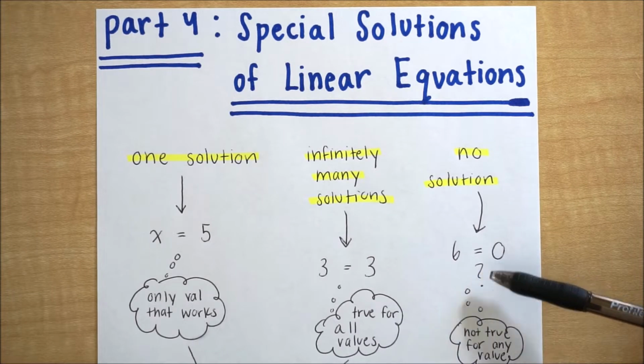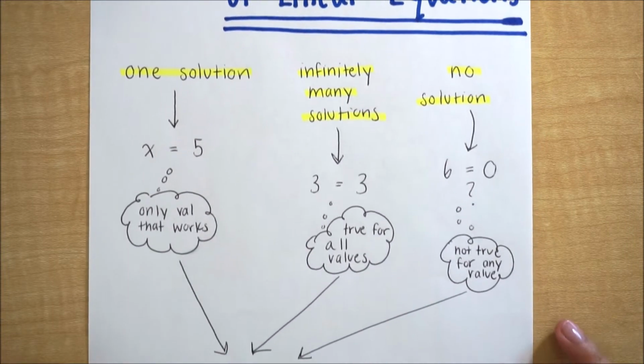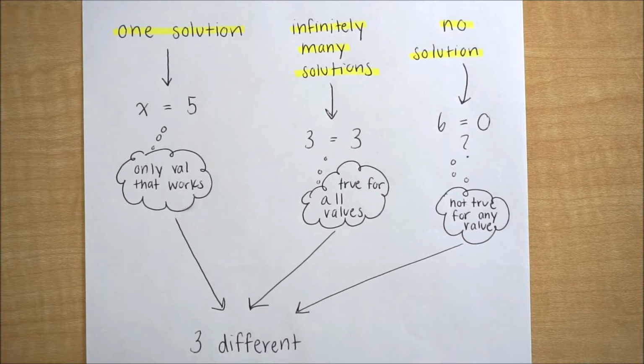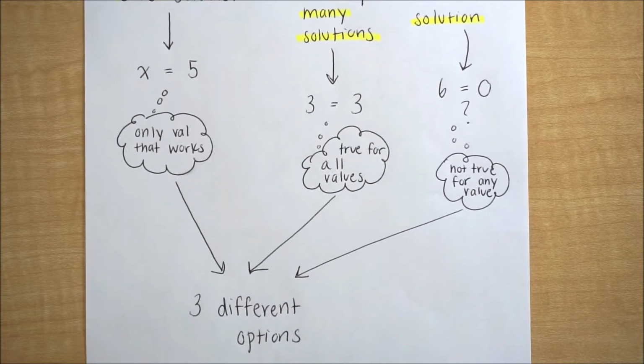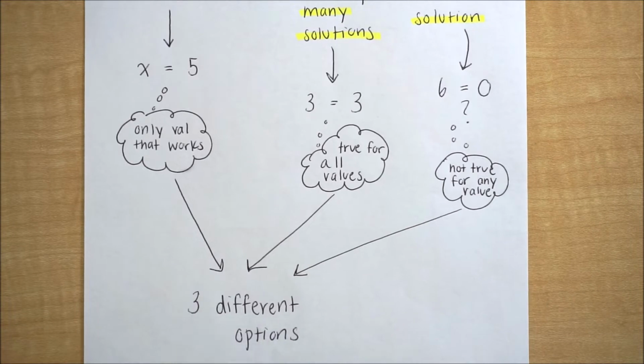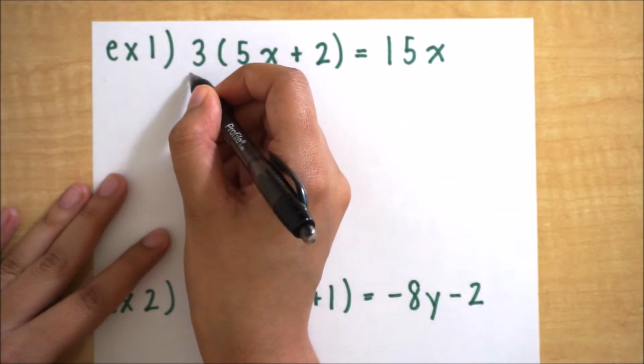So one thing to notice is that the one solution only has one value that works. Infinitely many solutions, all values are true. You have 3 being equal to 3, meaning both sides of the equal sign result in the same number, or you have no solution where the two sides do not even equal each other. So these are the three options that we're going to be going over in these examples. So let's go over example 1.